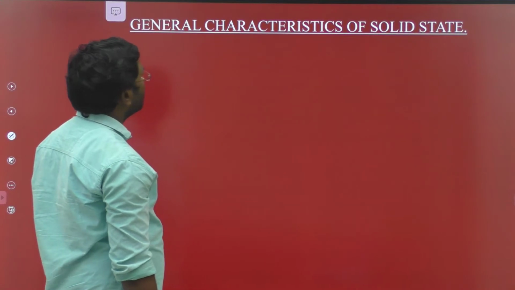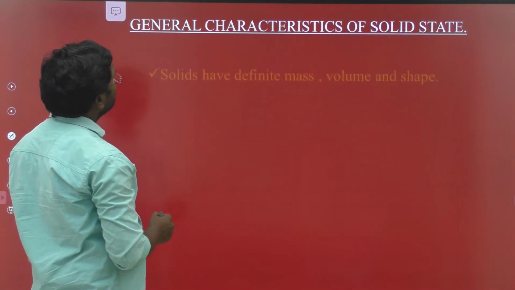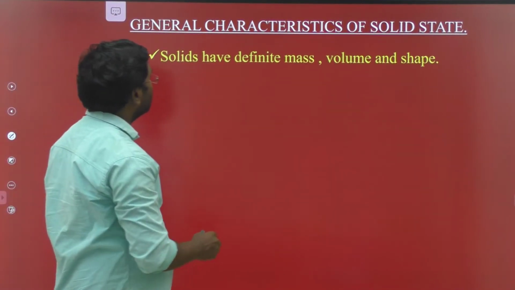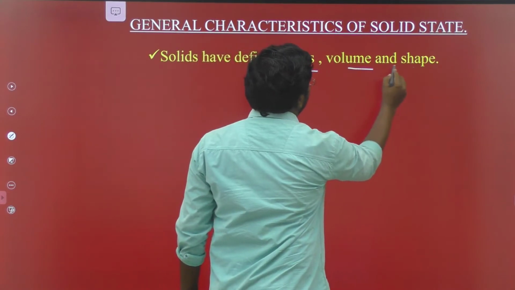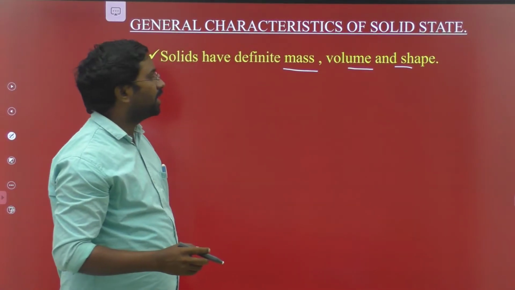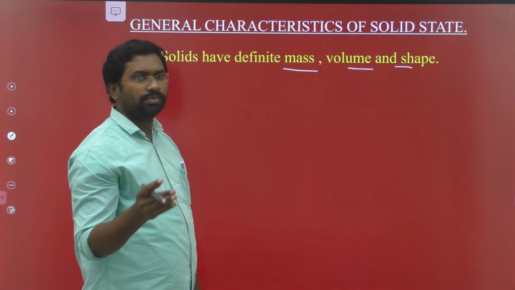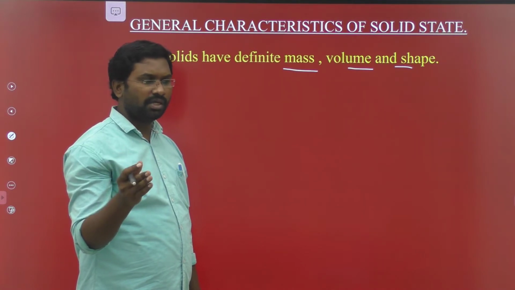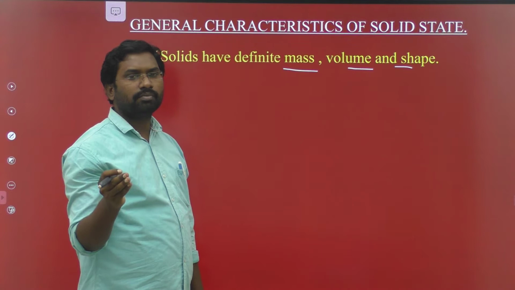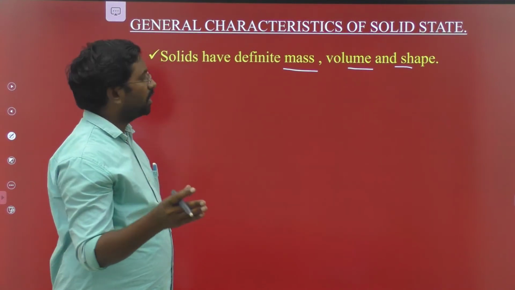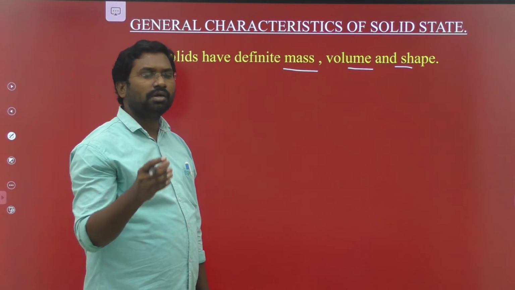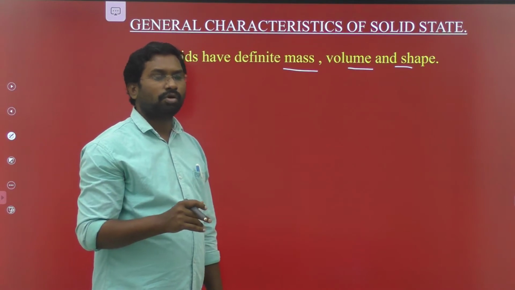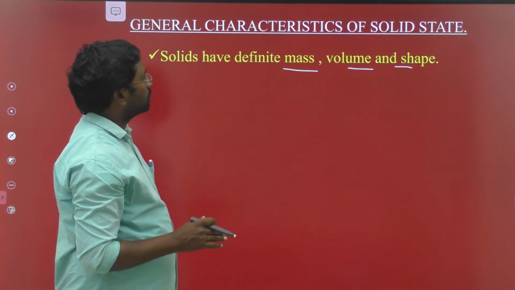Next one, general characteristics of the solid state. So what are the general characteristics of solids? Solids have definite mass, volume and shape. This is very clear. Every solid has a definite mass, volume and shape. All the properties of solids are attributed mainly to the arrangement of the particles in them, in a regular pattern. So this is the main point. And the constituent particles oscillate about their mean position. These two are main important properties. The solids have definite mass, volume and shape.